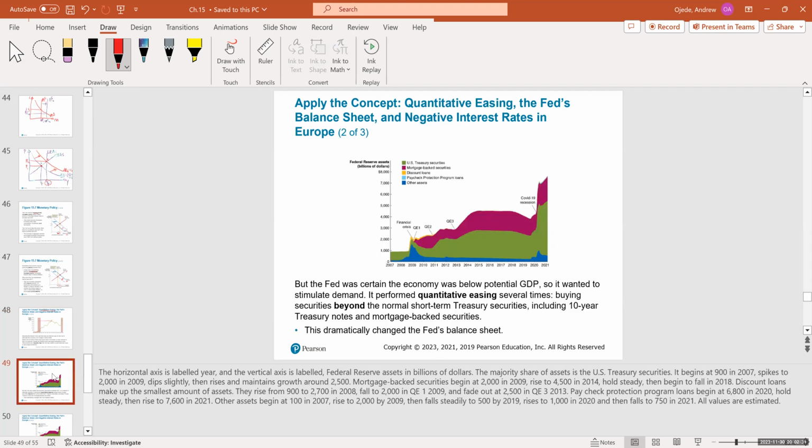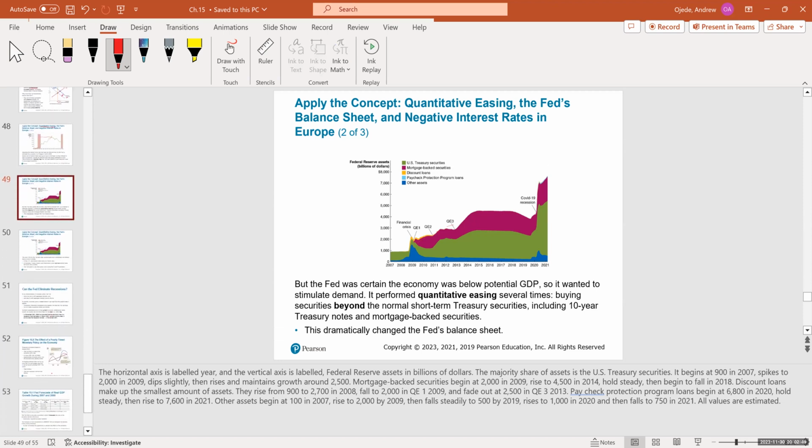If you look at the impact on the Fed's balance sheet, and negative interest rates in Europe, interest rates in Europe actually became negative. In Europe, it was a lot. So the Federal Reserve pursued several rounds of quantitative easing, QE1, QE2, round 2 of purchasing those assets.